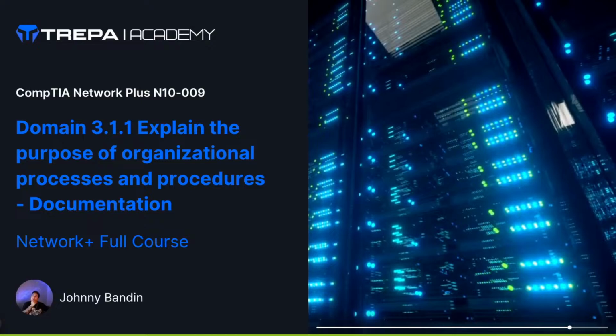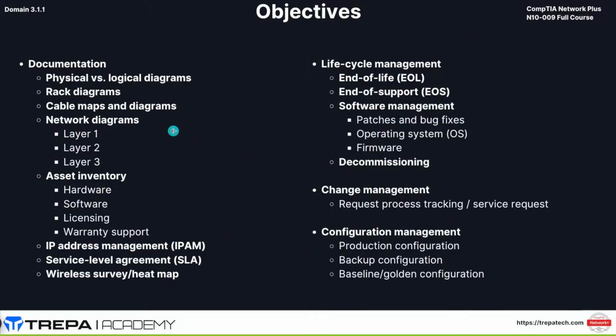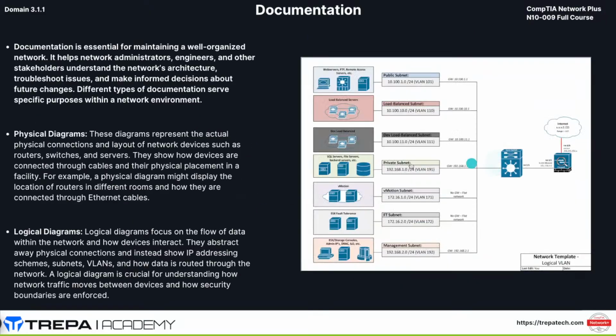So starting off, it's going to be going over stuff that's kind of boring but very important in our day-to-day as network engineers. If you have ever done NOC operations, you know how important this is. So it's domain 3.1, explain the purpose of organizational processes and procedures. We're going to start off by going over documentation. Documentation is essential for maintaining a well-organized network. It helps network administrators, engineers, and other stakeholders understand the network's architecture, troubleshoot issues, and make informed decisions about future changes.